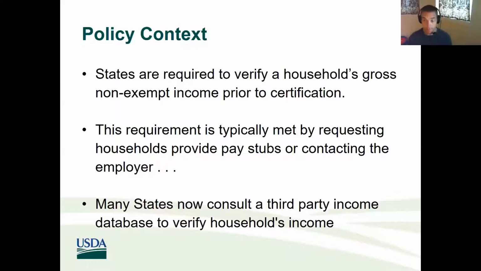Many states, in fact the majority of states now, consult with a third-party income database, using technology, modernizing. They contact a third party. Typically, it is Equifax's The Work Number, but there are other providers too, and they use that as an extra source of information. By entering a Social Security number for an individual in a household, you're able, in many cases, to retrieve income information that The Work Number or another provider stores. These contracts are negotiated independently by states, by you all.